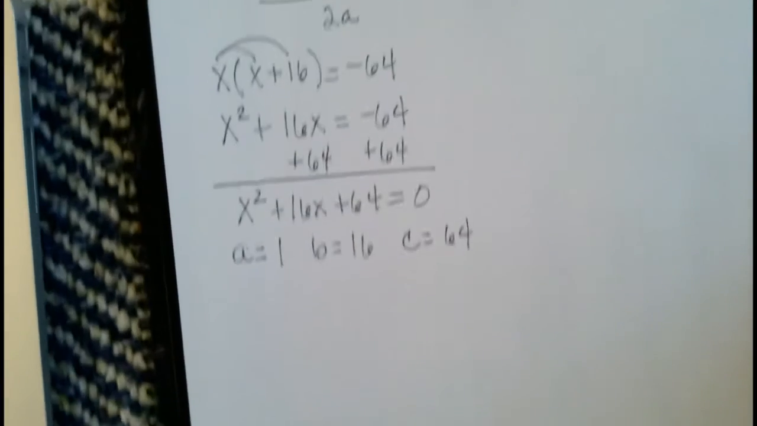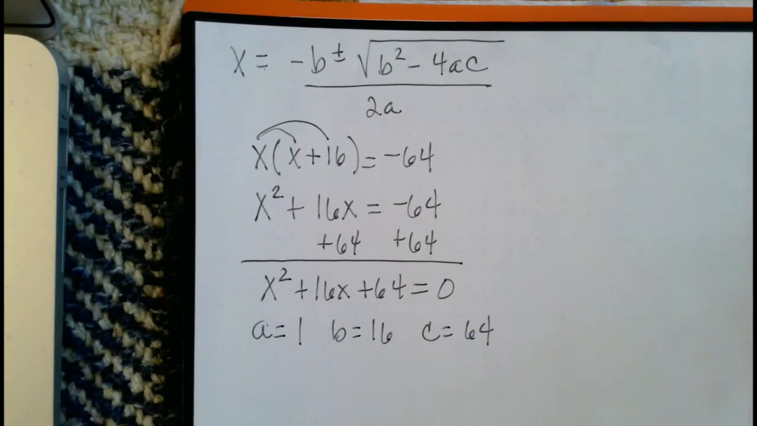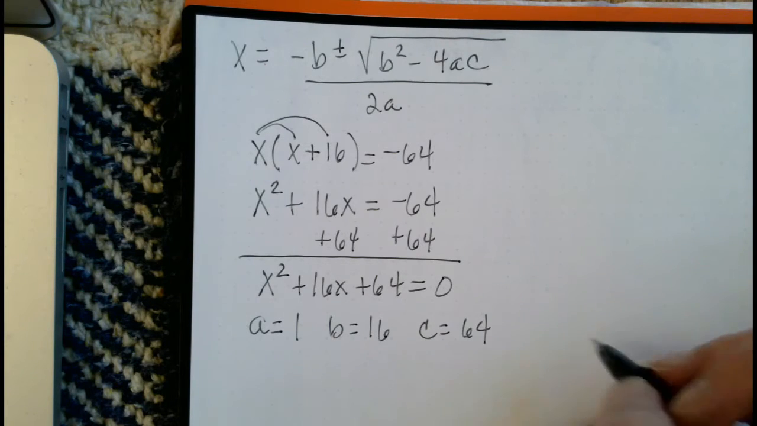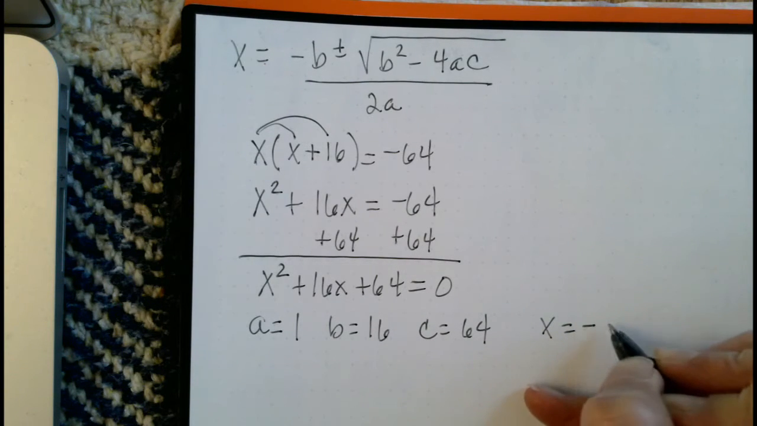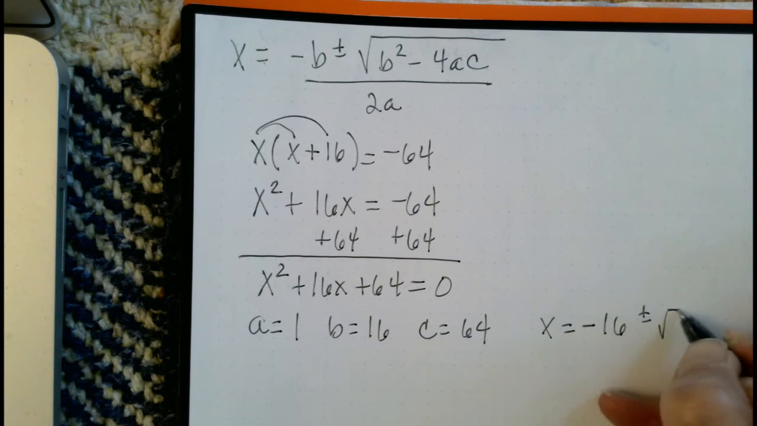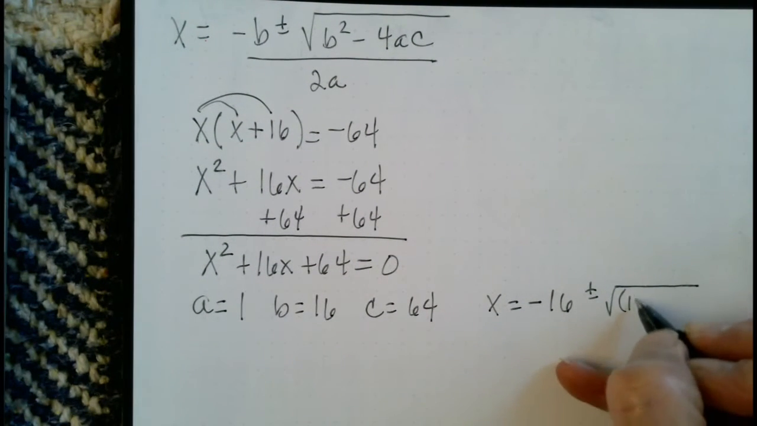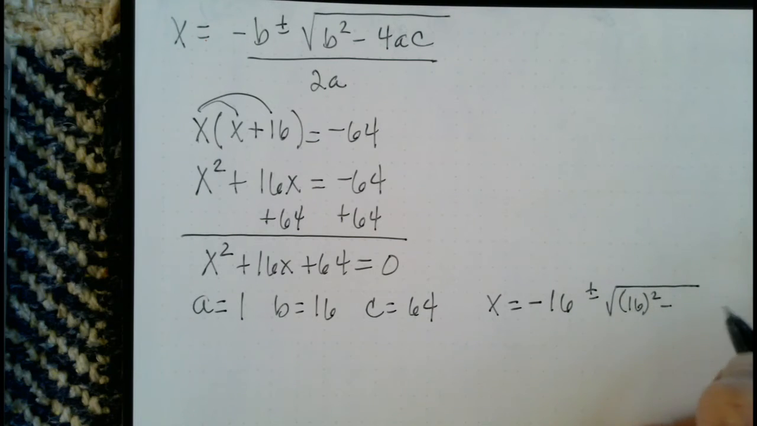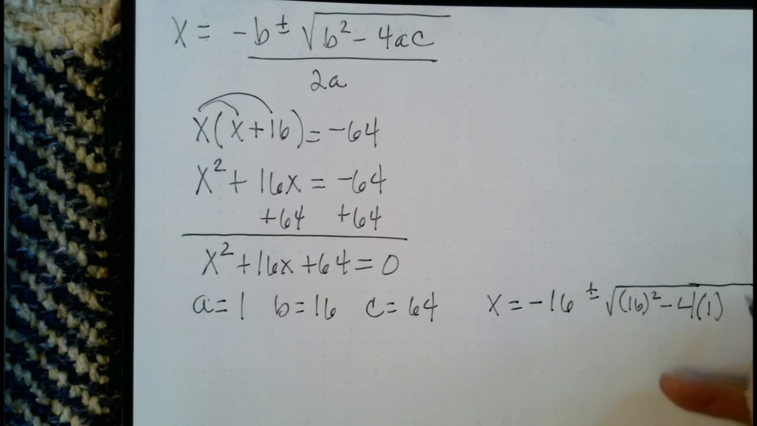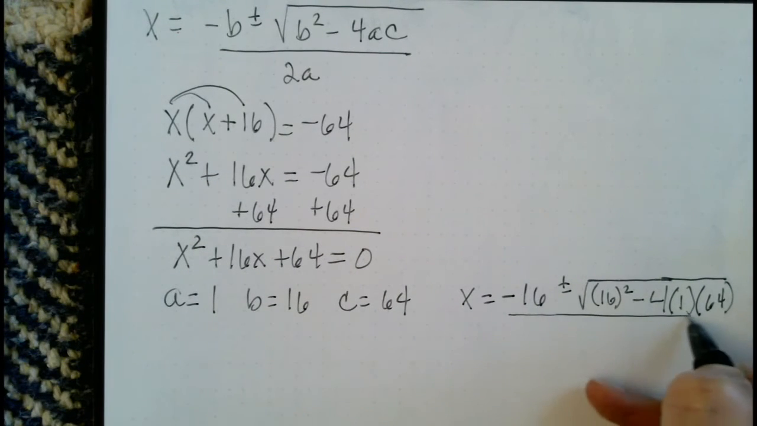And unfortunately, you can't see my quadratic formula, but let's see if I can pull it up just a little bit here, and I can write the side so that we can see it. So we're going to fill in. So x equals negative b, which is 16, plus or minus the square root of b squared minus 4 times a times c, all divided by 2 times a.